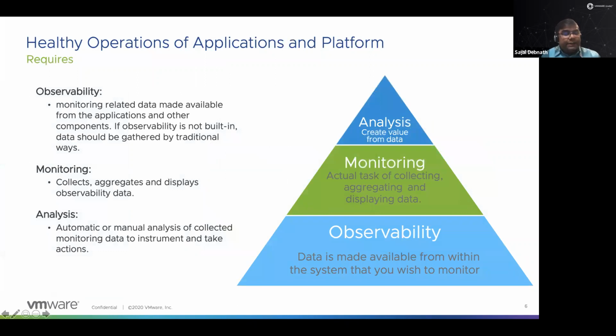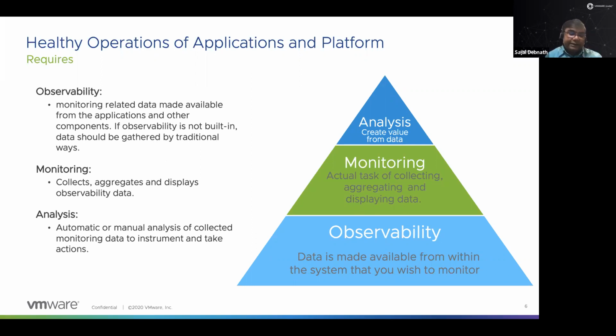So, healthy operations of applications and platform. How do we ensure that the operations and platforms are healthy, and what are the parameters to look into? The first thing it needs to provide is observability. That means whatever you want to monitor, the data needs to be available from that environment. If the data is not there, there's no question of monitoring or analysis. The first thing you do is enable the data from the system that you want to monitor.